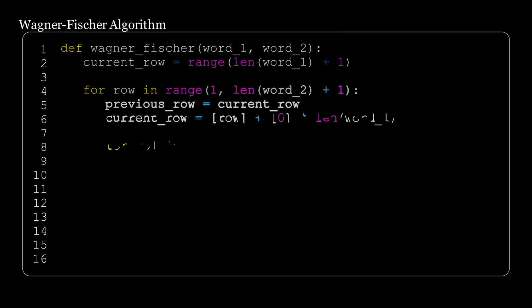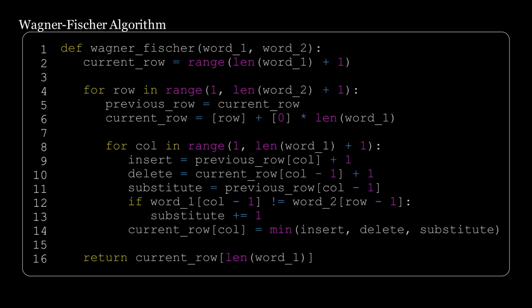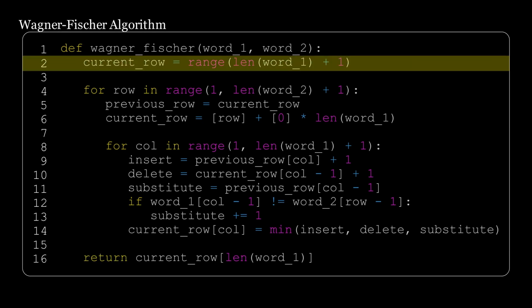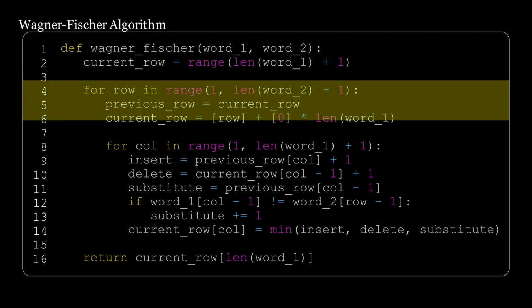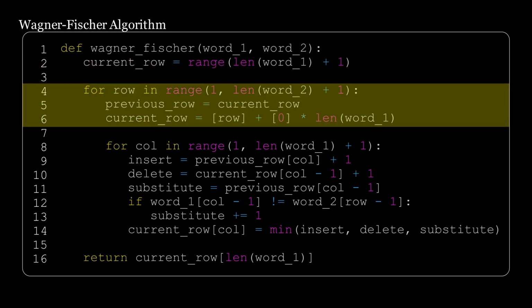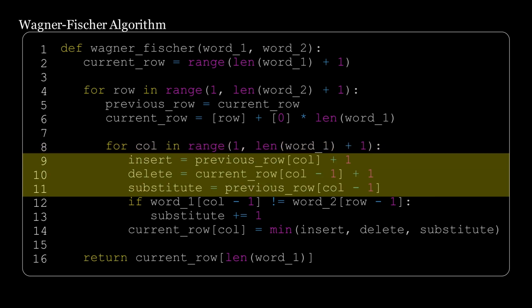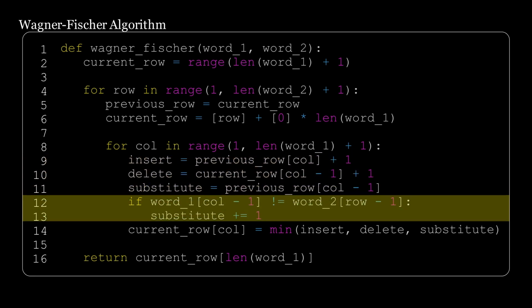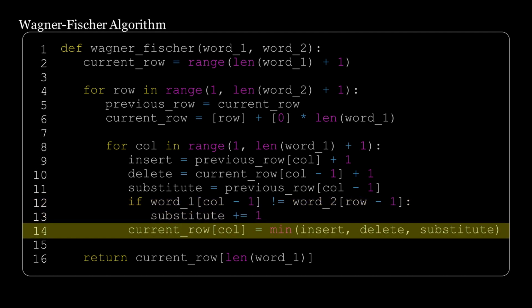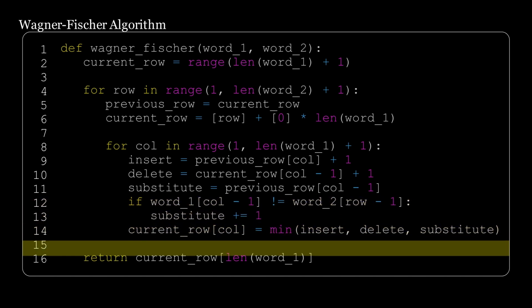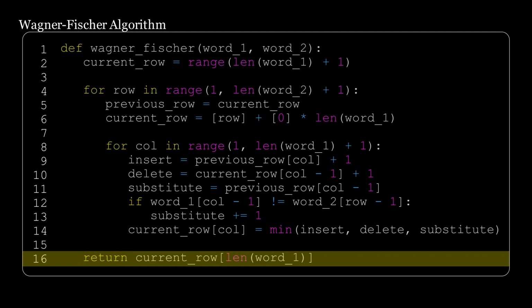Let's look at the code for this algorithm. We can start by initializing the first row of our table to a list of sequential numbers. Then, looping through every row, we'll start by saving the previous row and setting the current row to the first sequential number, followed by zeros. Then, for each cell in that row, we can find the cost for performing an insertion, deletion, and substitution. Next, we add 1 to our substitute value if the tail letters are not matching. Then we set the current cell to the smallest operation. And finally, we return the total edit distance.